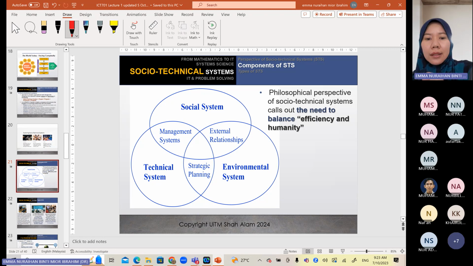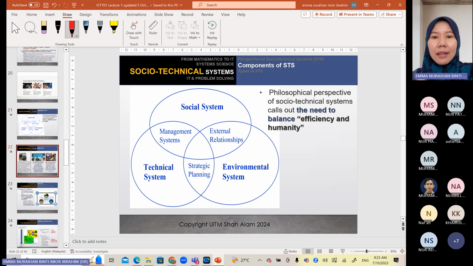All right. It comprises a technical system and an environmental system, and it involves processes like management systems, external and internal relationships with your stakeholders and future users, and also strategic planning that involves policy makers. Boundaries are still important because you abide by certain policies, rules, regulations and laws.